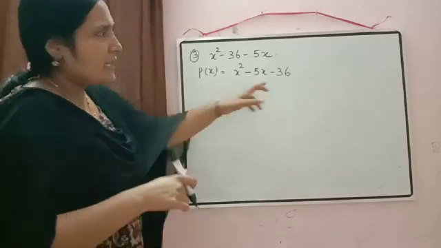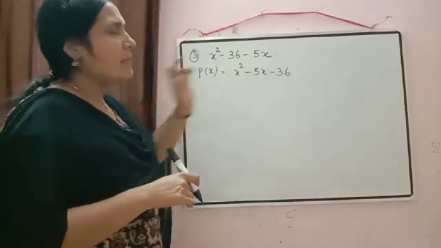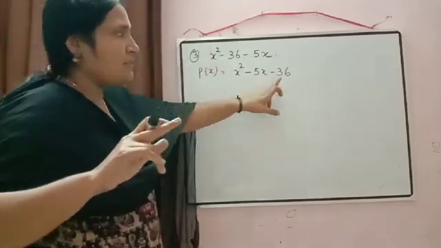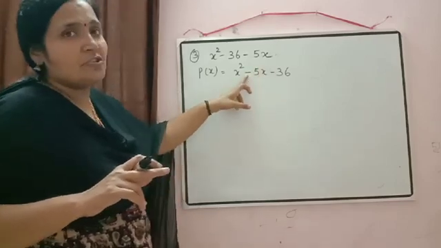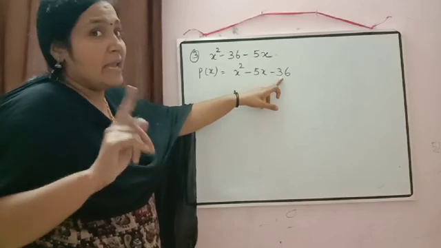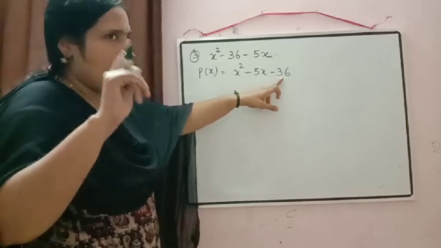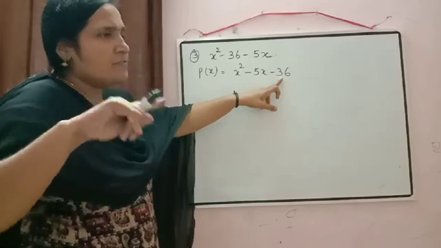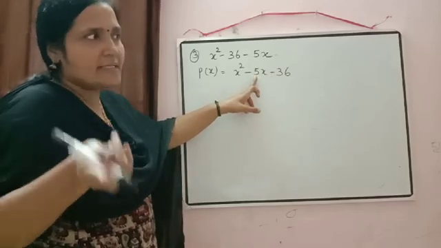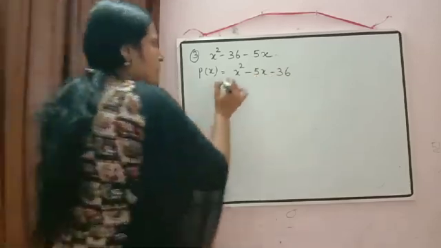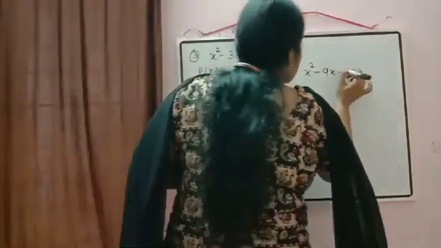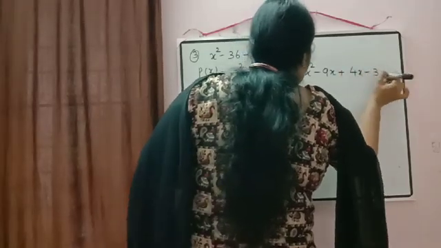Again check here. We are getting the product negative and the sum also negative. It means of the two numbers, one should be negative and the greater number should be negative. 36. Which one will come? Yes, which one? 9 4s are 36. So we have two numbers 9 and 4. Which one will be negative or which one will be positive there? Just check here, the sum is negative, means the greater number should be negative. So we will rewrite in this way: x square minus 9x plus 4x minus 36.